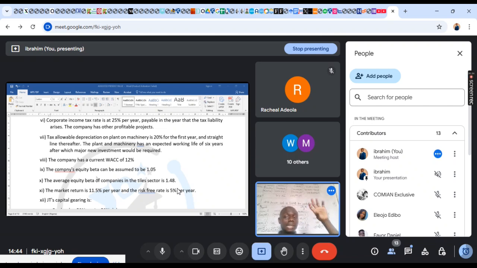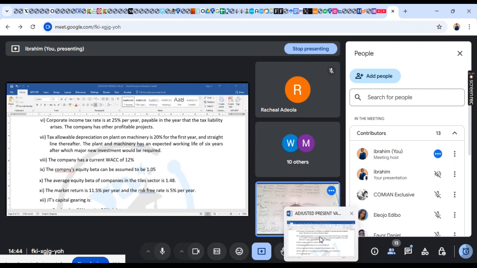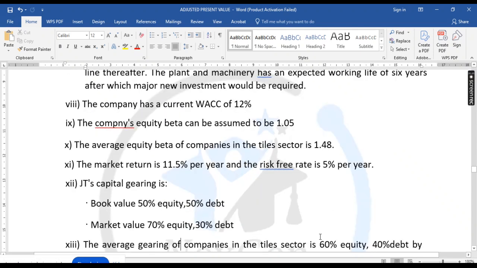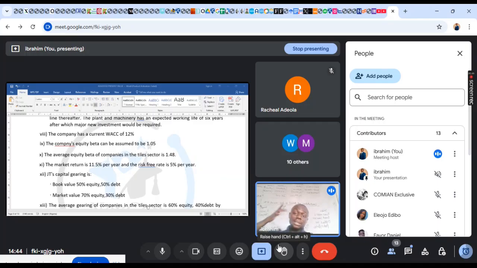So they've given you the average equity beta that you will use to determine your cost of equity of the ungeared company. The market return is given. The risk-free rate is given as 5%. What else? For JT, don't forget that book value is not always relevant. What is always relevant is the market value. JT market value is given.